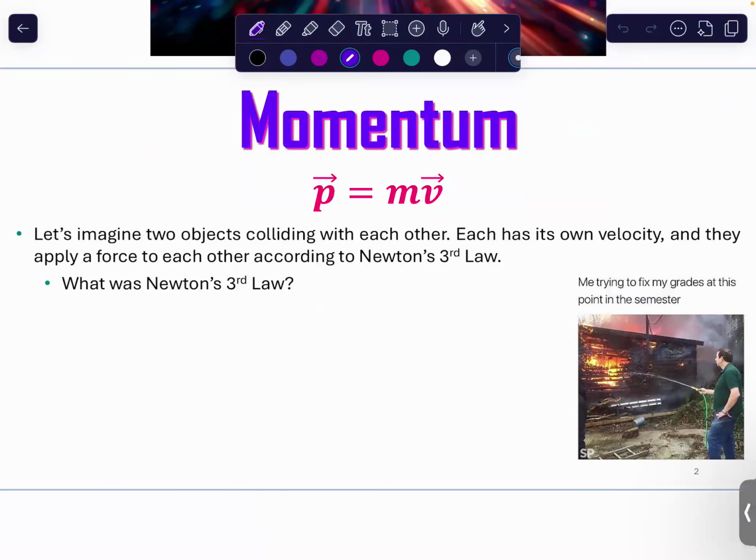The primary equation we're going to be dealing with is momentum. The symbol for momentum is a P, and your equation is going to be mass times velocity.